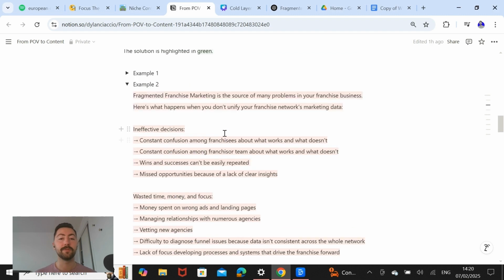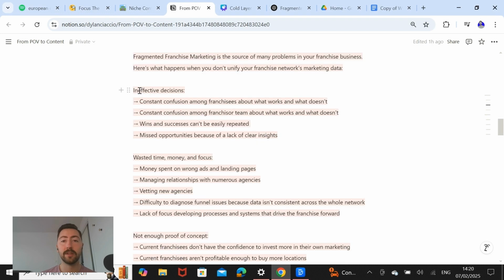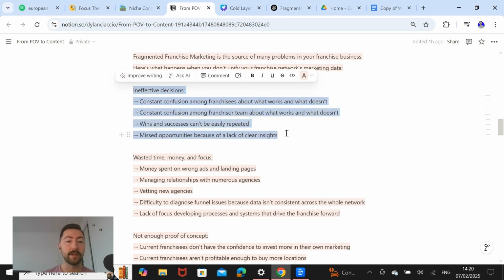Here in example 2, you'll see, again, I haven't framed it in the exact same way, but it's still the same core problem. Fragmented franchise marketing is a source of many problems in your franchise business. So when I'm using problems here, what I'm really talking about is just the symptoms of the problem. But from their perspective, the symptoms are the problem. So here's what happens when you don't unify your franchise network's marketing data. So now I'm, again, talking about the consequences and the pains.